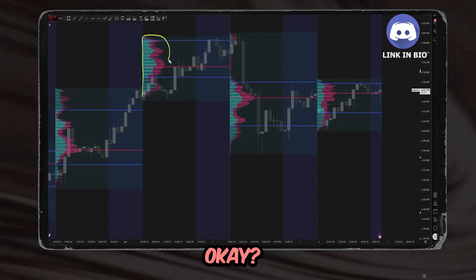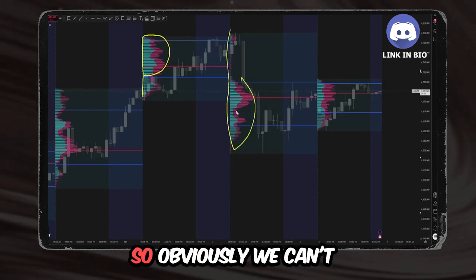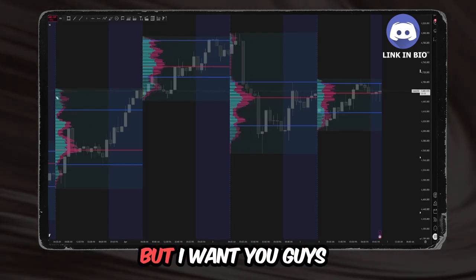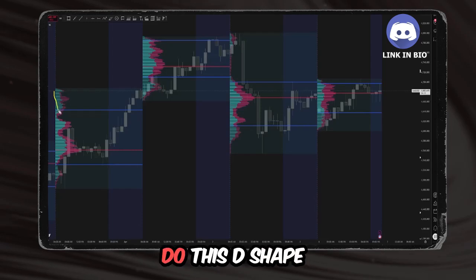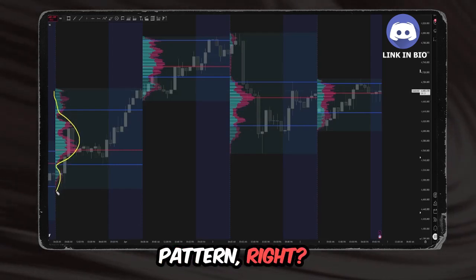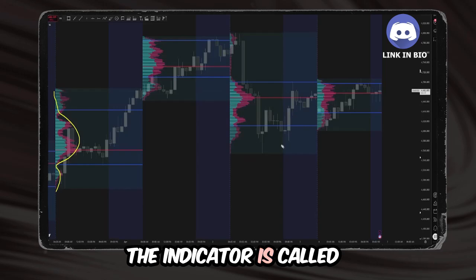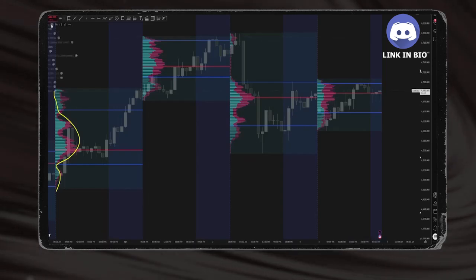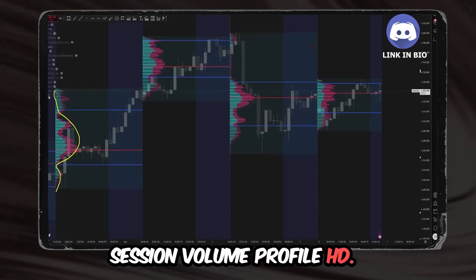P-shaped pattern. Okay? The day closed with this big drop. So obviously, we can't take any setup here. But I want you guys to view over here. Look at this. D-shaped pattern. Right? If it's a D-shaped pattern, the indicator is called this, SVP HD, session volume profile HD.